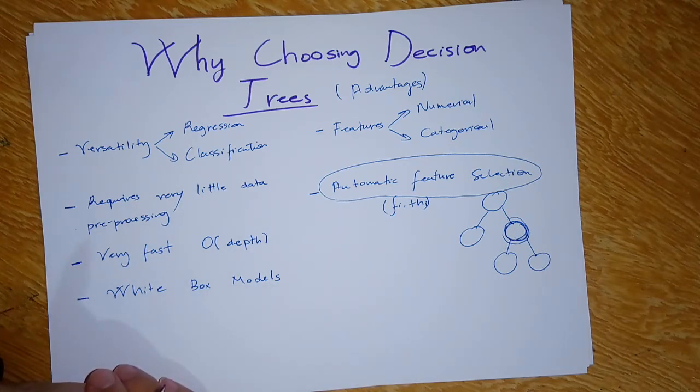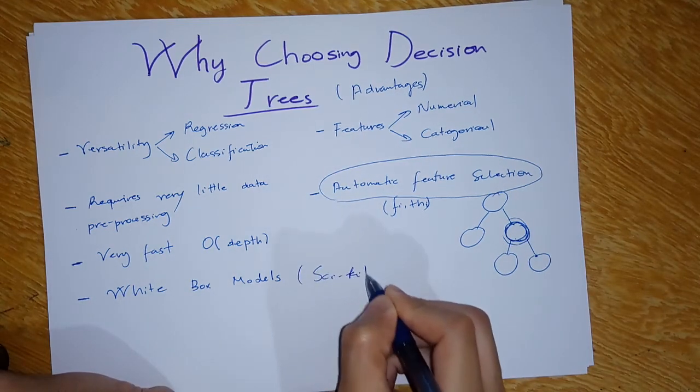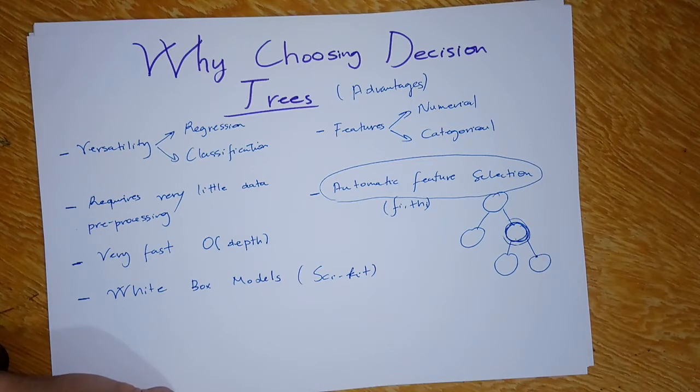So some libraries, for example scikit-learn, even give you the option to visualize your tree and understand why you took a given decision. And this is very important in some cases.